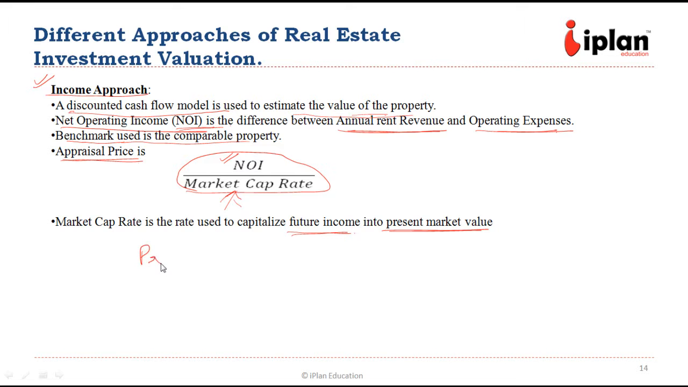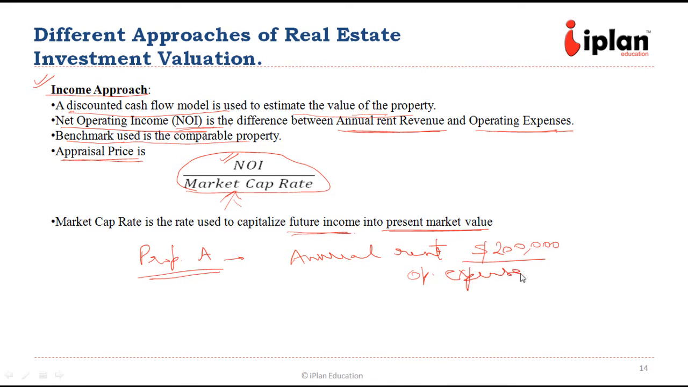If there is property A where the annual rent expected is say $200,000, while there are operating expenses say in maintenance etc., which are $50,000. So we know net operating income per year is the difference between these two, which is $150,000.